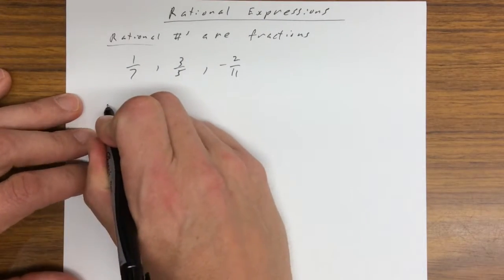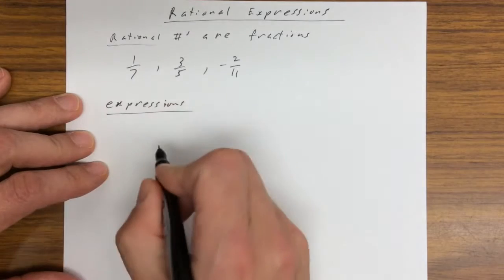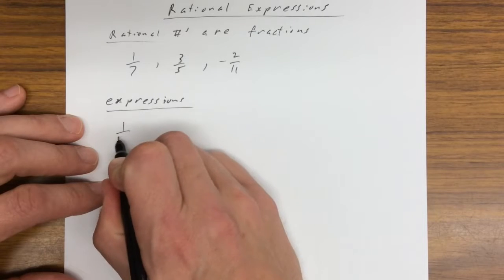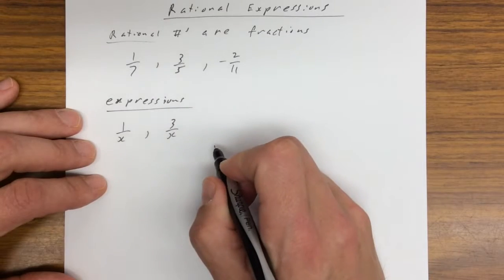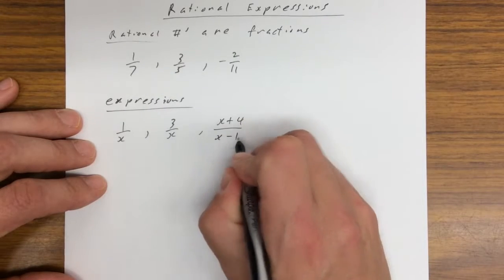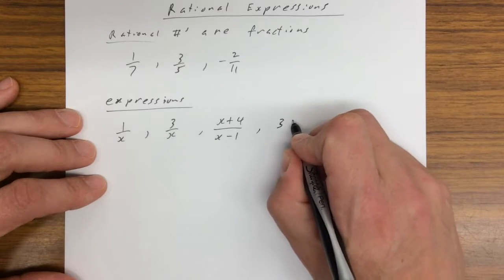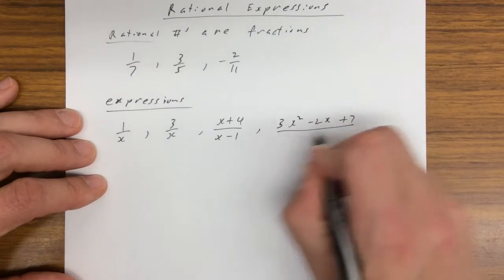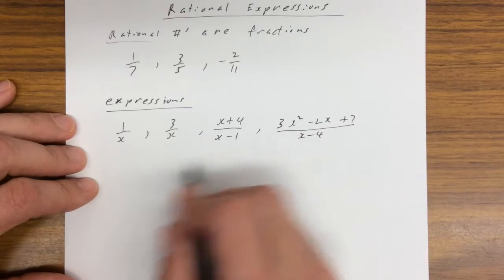Now rational expressions, when we're talking about algebra, expressions are things that have variables in them, or unknowns. So for example, 1/x is a rational expression. 3/x is a rational expression. x plus 4 over x minus 1 is a rational expression. And where we're more going to is something like 3x squared minus 2x plus 7 over x minus 4. So these are all rational expressions.